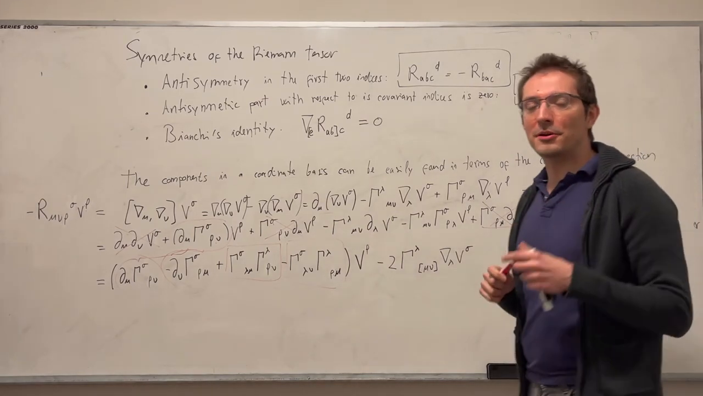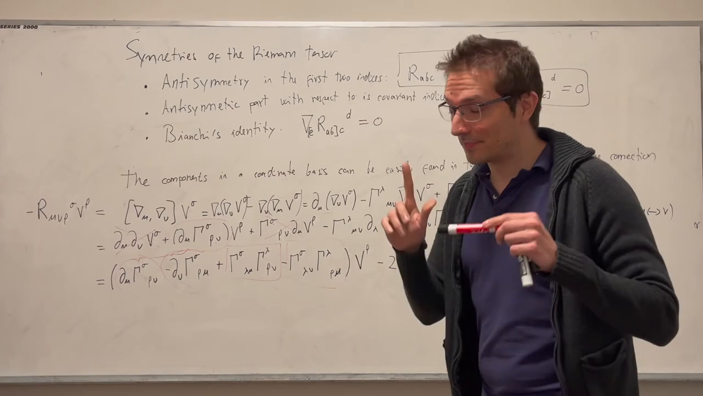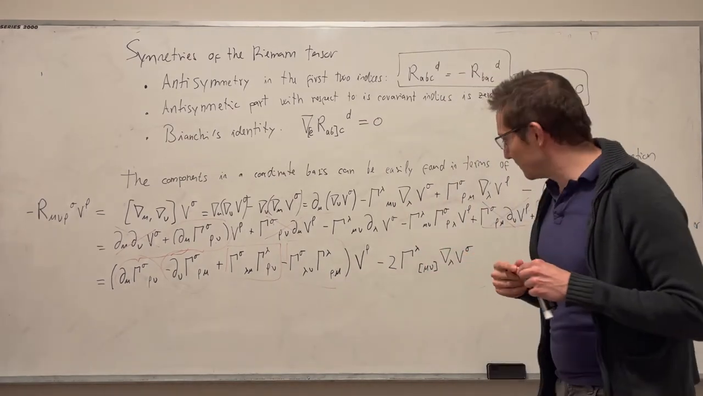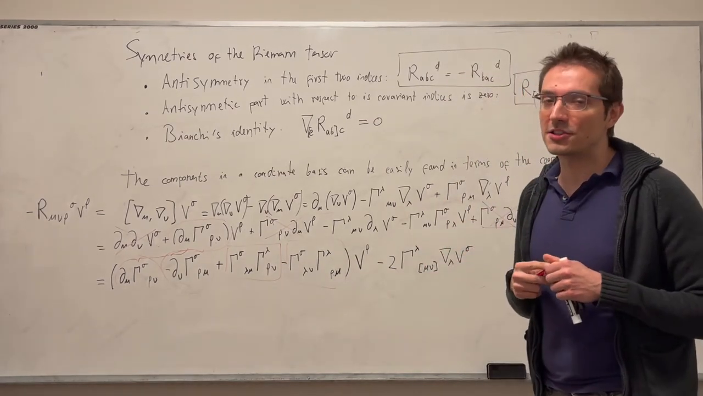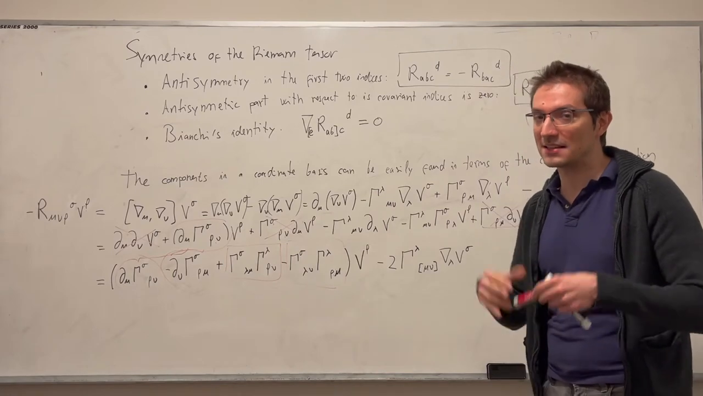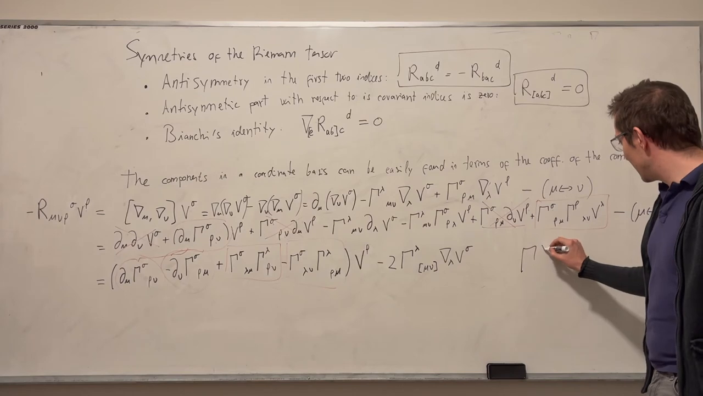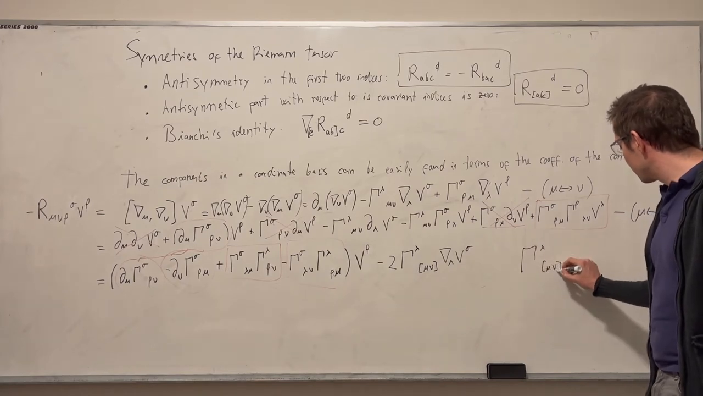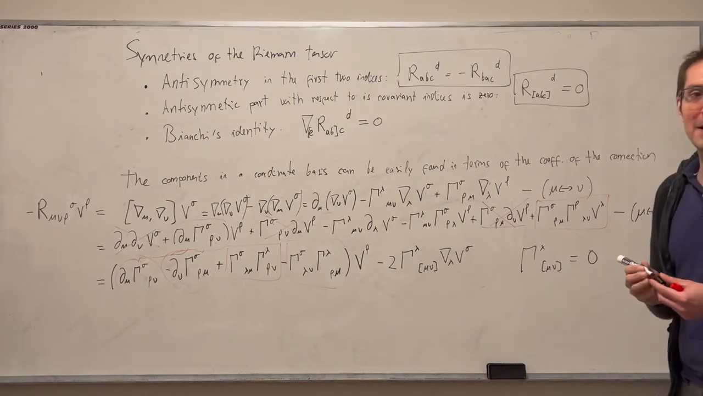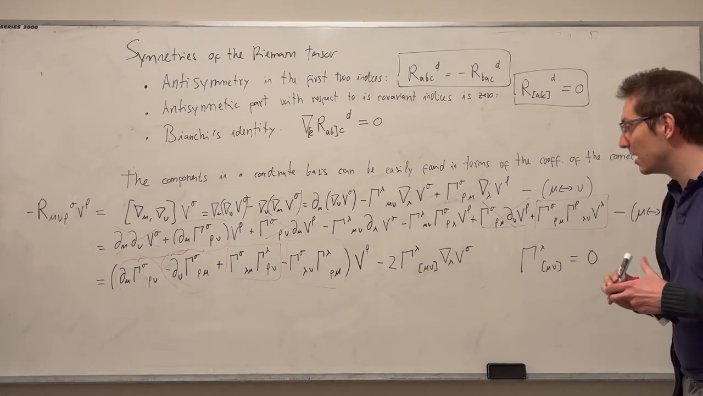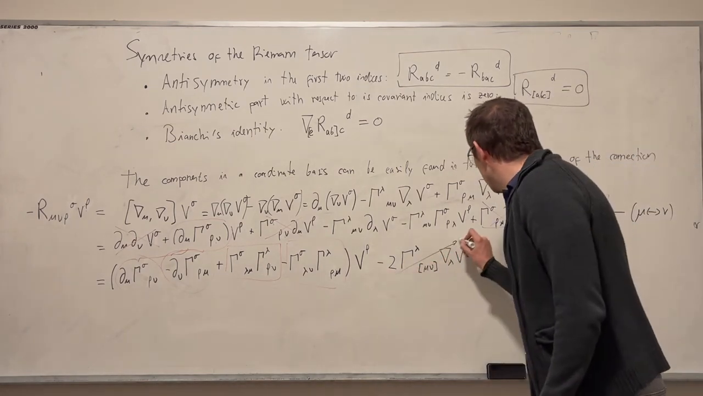However, remember, this is a coordinate basis. That's the first thing. And second, our connection has no torsion. It's torsion-free. It's a symmetric connection. Because of that, remember from the previous video that lambda mu nu is equal to zero in a coordinate basis because the connection is torsion-free. So because of that, this goes to zero.